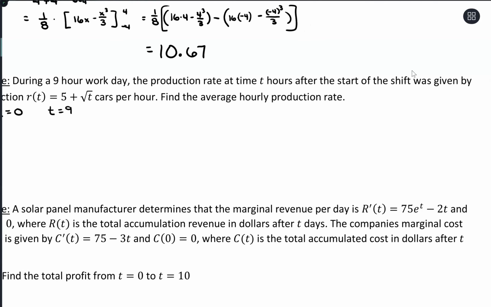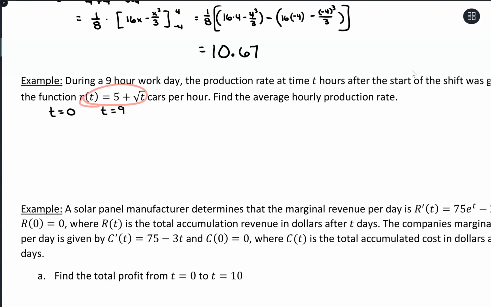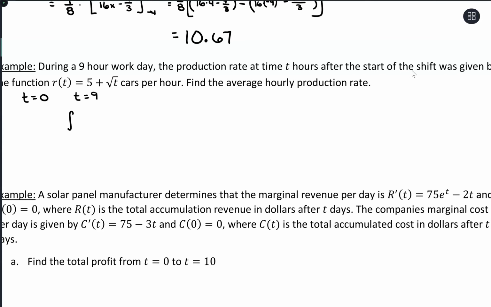So this r of t is telling us the rate of cars. If we looked at r of 9, that would tell us the production for that hour. So what we want is our definite integral from 0 to 9. We're getting the total number of cars produced, so 5 plus square root of t, or I'm going to write it as t to the 1/2, dt. This definite integral from 0 to 9 of that function would give us the total number of cars that were produced over the entire workday.